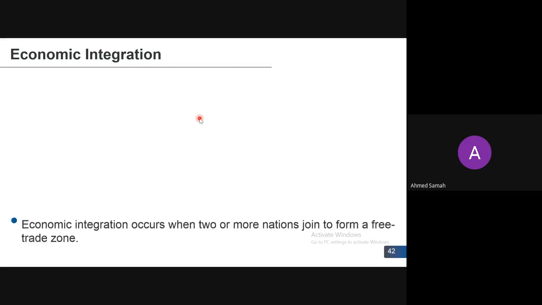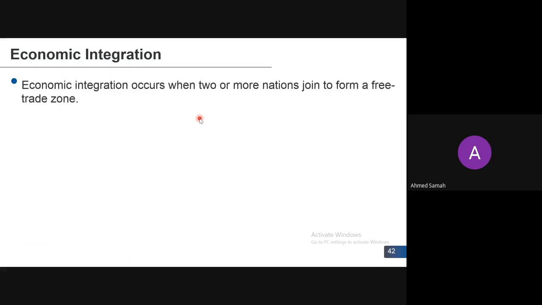So economic integration occurs when two or more nations join to form a free trade zone. So two or more, whether it is bilateral or multilateral, through an agreement those particular countries form a free trade zone.